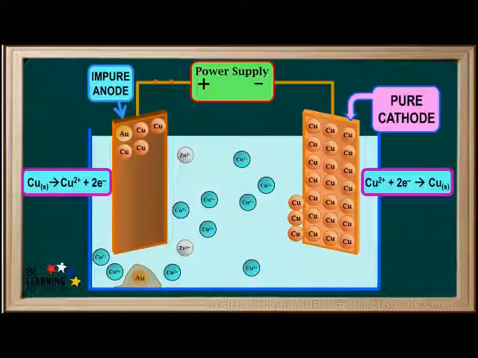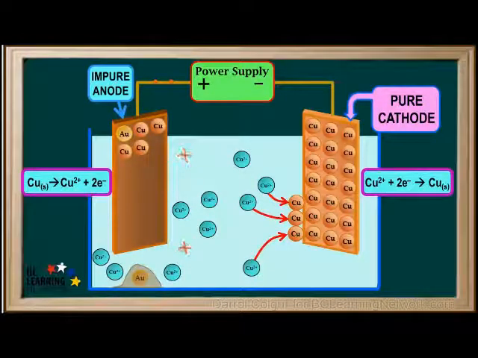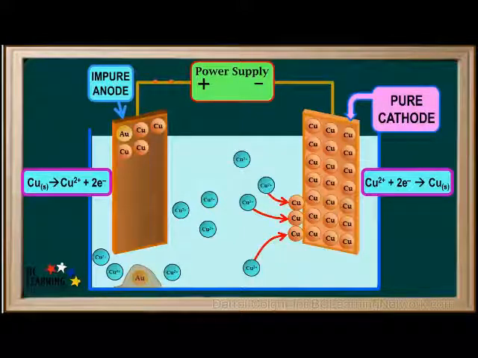Looking at the cathode, only Cu2+ cations from the solution are reduced and stick to its surface, so the pure cathode stays pure, increasing in mass and size. In this way, impure copper is purified using a type 3 electrolytic cell.